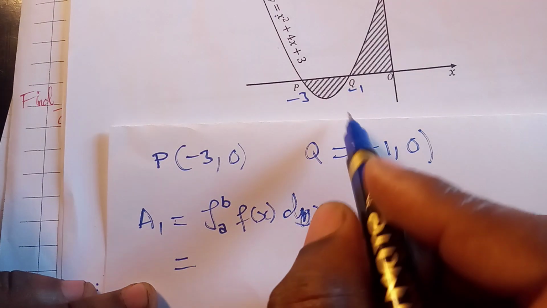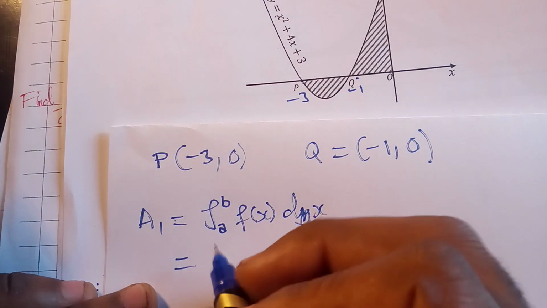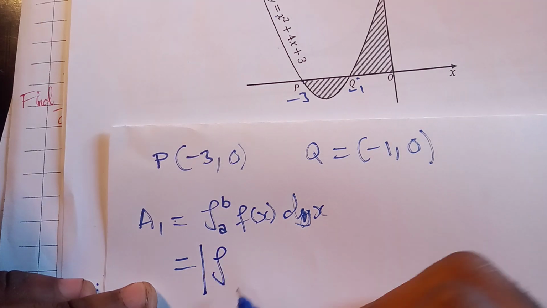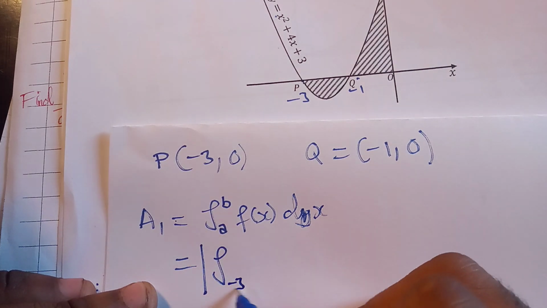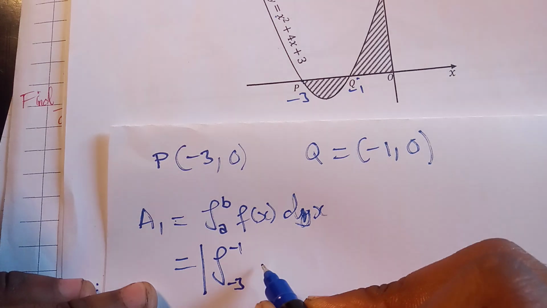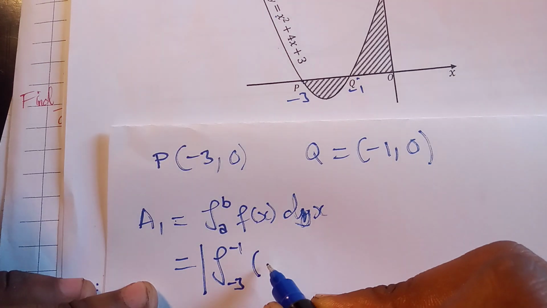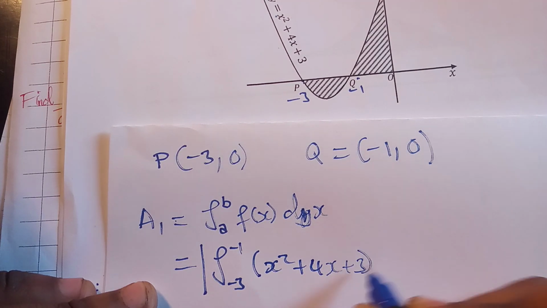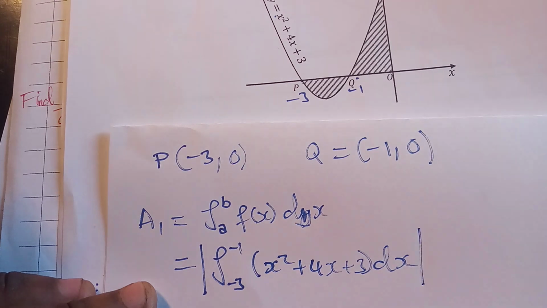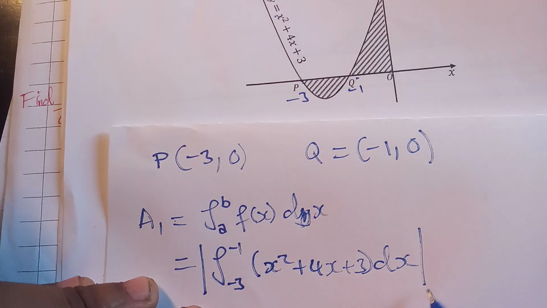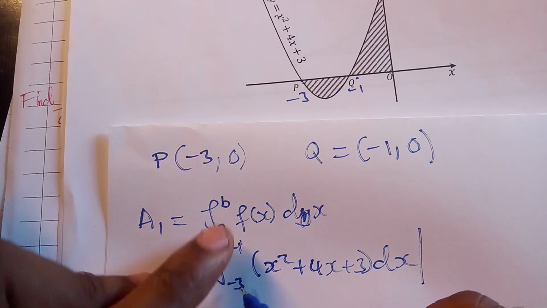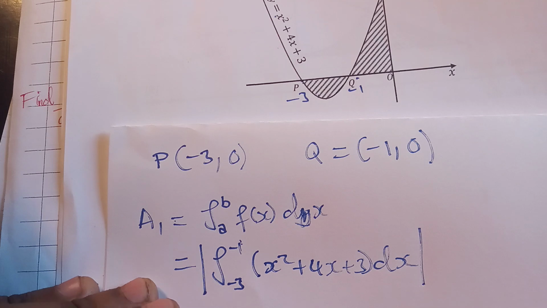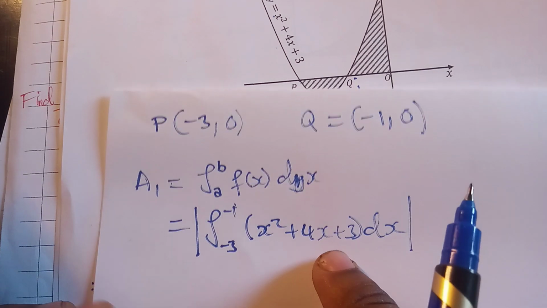Yes, since we're integrating from here to there and it's negative, you can introduce the modulus signs and say from -3 to -1, and then you have the function here, which is x squared plus 4x plus 3 dx. And then you close. If you don't want to use these, you can just interchange these two. Put the -3 on top and this one at the bottom, because you expect your area to be negative.